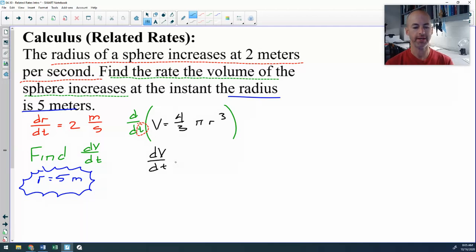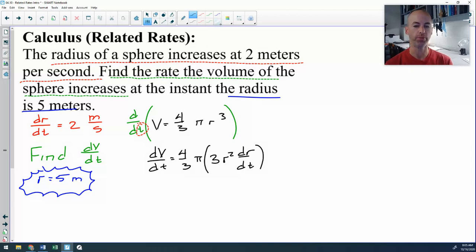On the right side, 4/3 and pi are constants. So I'm going to ignore the 4/3 pi, and then I will do the derivative of r cubed, which would be 3r squared. But again, r is not a t, so I have to give it the implicit treatment. I have to multiply by dr dt. So I started with the formula for volume. I differentiated it to introduce dv dt because that's what we're trying to find.